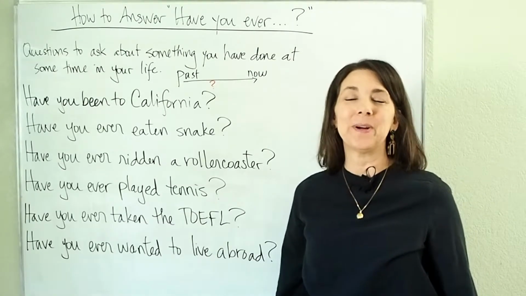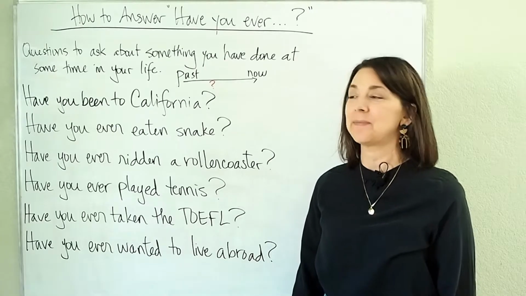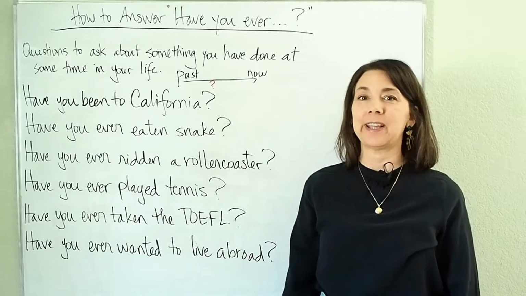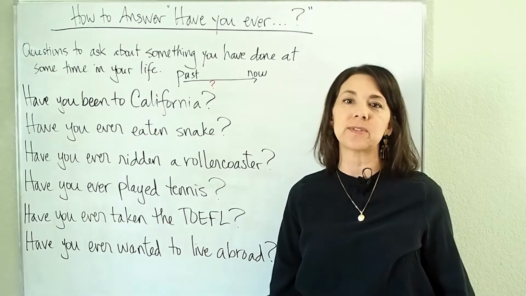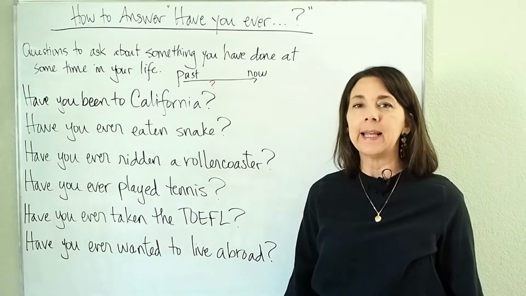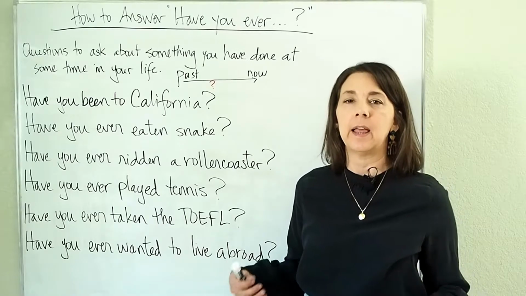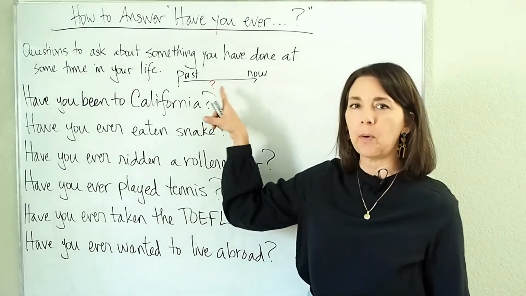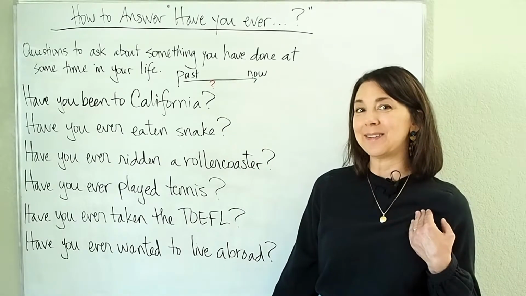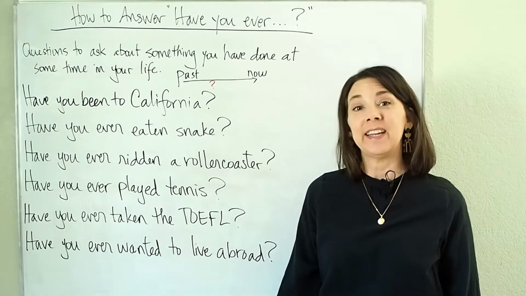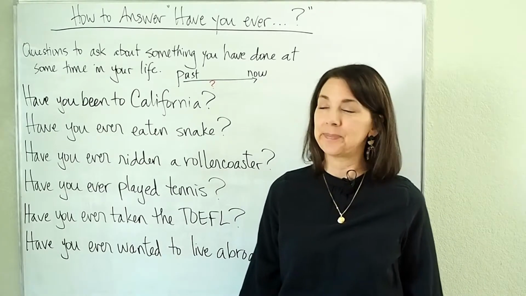So now that you know what these questions mean and how to answer them, let's practice with some examples. Have you ever been to California? Now in this one, I actually took out the word ever to show you that we can use the question without ever, but it is more common to use ever because it emphasizes that meaning of some point in time in the past. So have you been to California? I'm going to answer, yes, I have. In fact, I live here. I moved here 20 years ago.